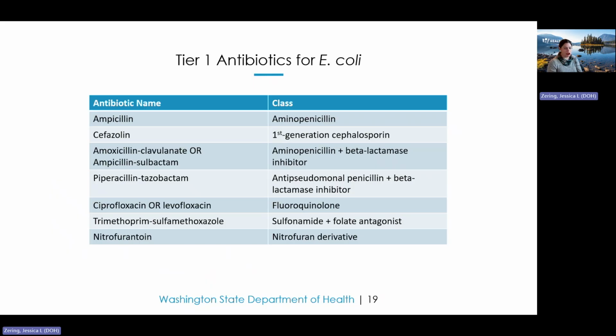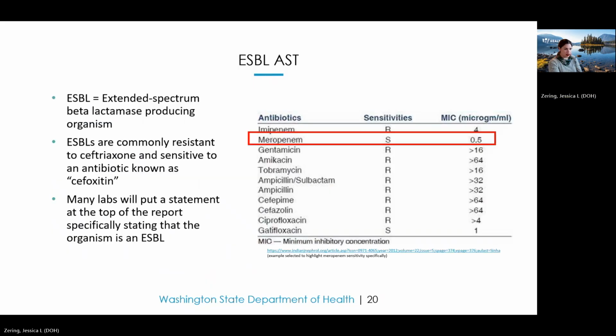Now, another question that we may have is, how do we tell if we're looking at a really resistant bug from looking at that AST report? There's a few different ways to look for that. ESBL, for example, stands for extended spectrum beta-lactamase producing organism. How do we know we're looking at an ESBL in a culture and susceptibility report? ESBLs are commonly your E. coli, Klebsiella pneumoniae, sometimes Proteus mirabilis as well. These are commonly resistant to the antibiotic known as ceftriaxone and sensitive to an antibiotic known as cefoxitin.